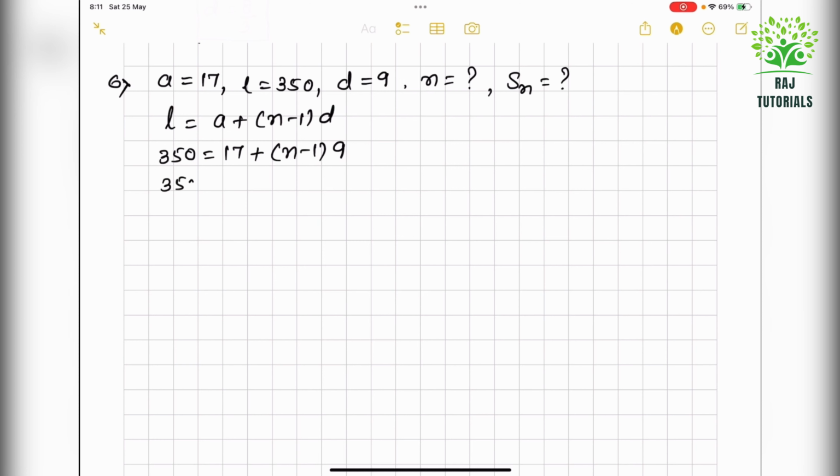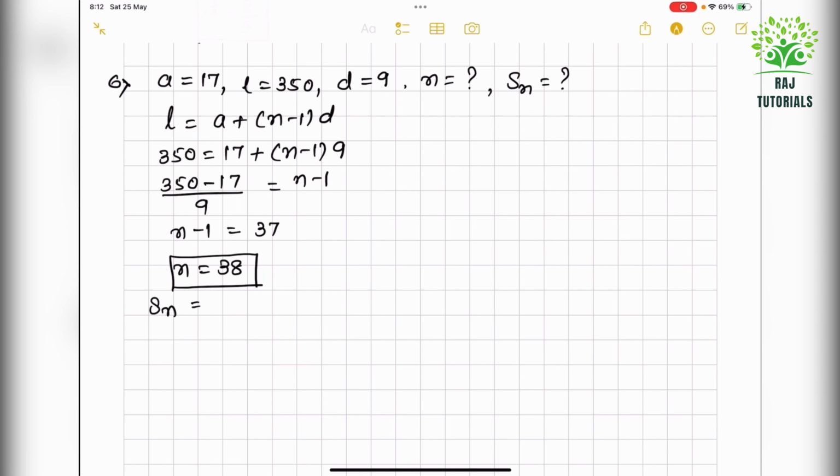So (350 minus 17) upon 9 equal to n minus 1. So n minus 1 equal to 37. So n equal to 38. Now I have got n, so now I have to use the formula. I have to find the sum.